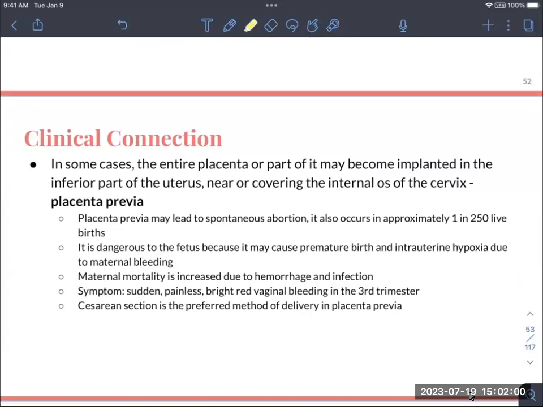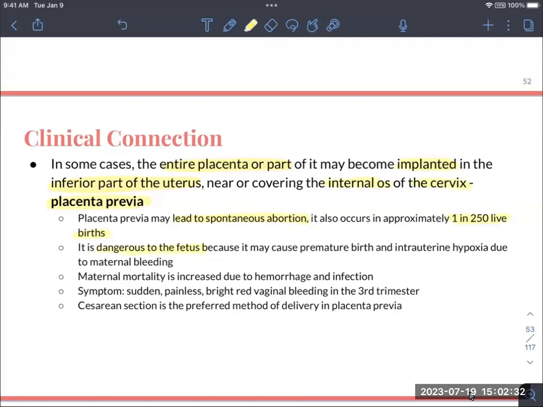Sometimes the entire or part of this placenta can become implanted into the lower part, that inferior uterus. This is known as placenta previa. It can cover that internal os of the cervix. It can lead to a spontaneous abortion, but it also happens in 1 in 250 live births.